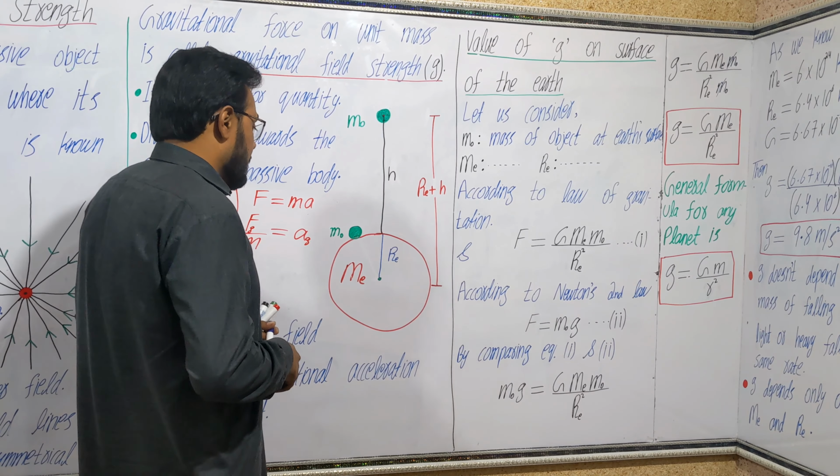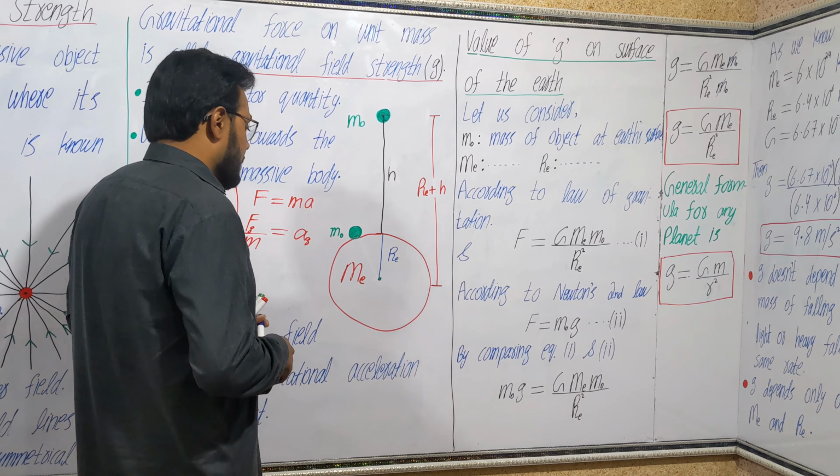Now G, first mass, second mass, M_E, m0: F equals G M_E m0 over r square. r is the distance from the center of the earth to the center of the object here.